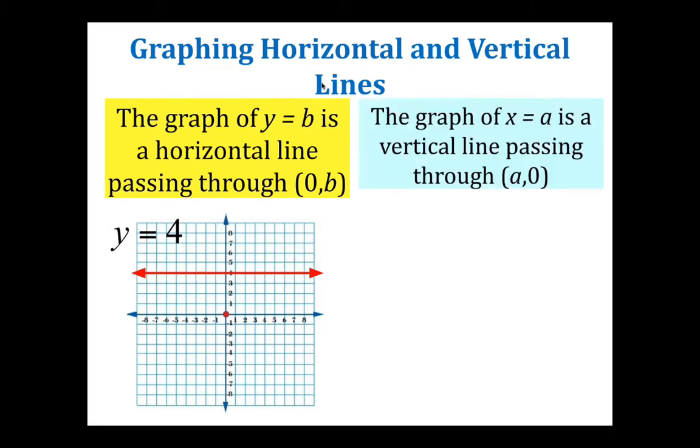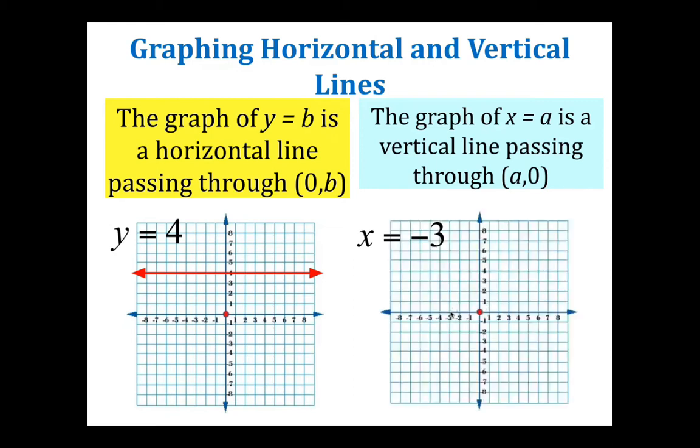As for vertical lines, the graph of x equals a is a vertical line passing through (a, 0). So take, for example, you have x equals -3. Go ahead and look at your coordinate plane and locate -3 on your x-axis. Once you found that, you can go ahead and draw a line through that point, which would just look like this. And that is how your vertical line would be graphed.